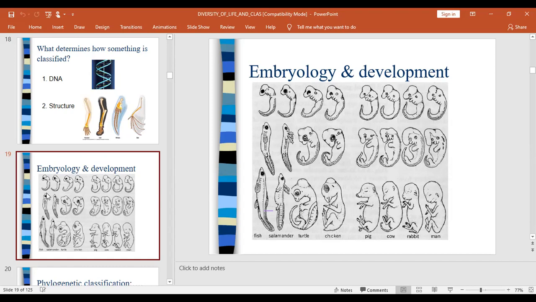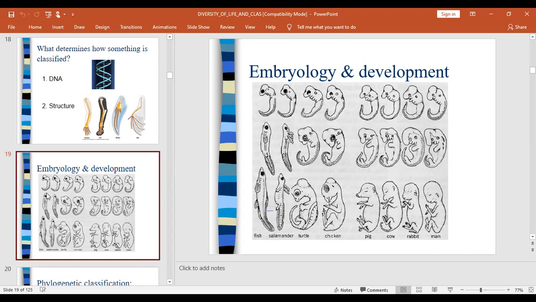Now you can see the fish developing something like the fins. You can see the salamander developing external lungs. And then you see a tortoise, chicken, and the pig. They are almost all developing along the same way. And by the way, a rabbit is almost like a human being.